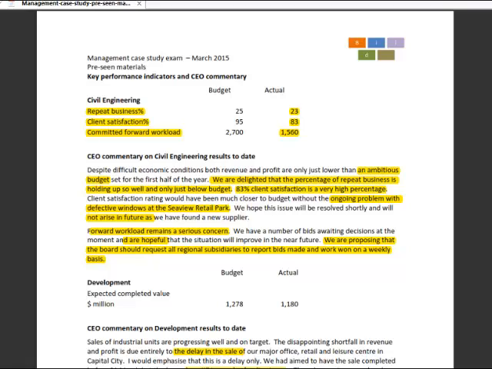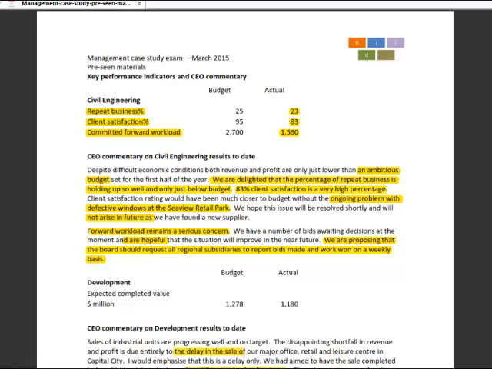We've got 3 KPIs: repeat business, client satisfaction, and committed forward workload. Are they the right ones? Are they the appropriate ones? Probably too limited and too vague to be useful. If we look, for example, at a balanced scorecard, we might have some KPIs that looked at the business holistically. This business in particular is the driving force of Build, and we need to know much more about it, not just a percentage of repeat business. What does it mean? It's useful, but is that the most important thing?